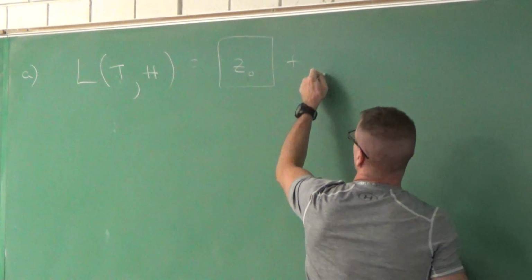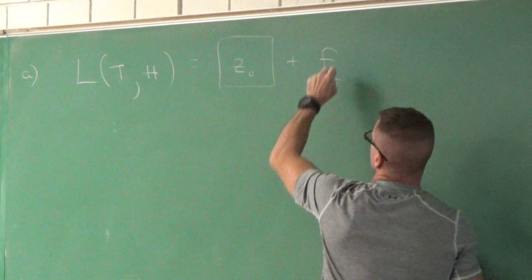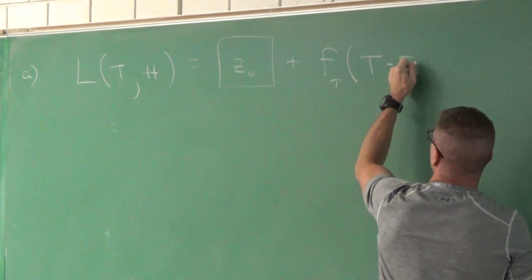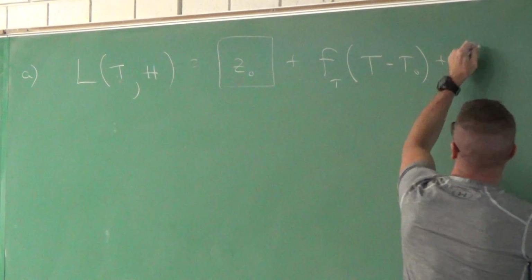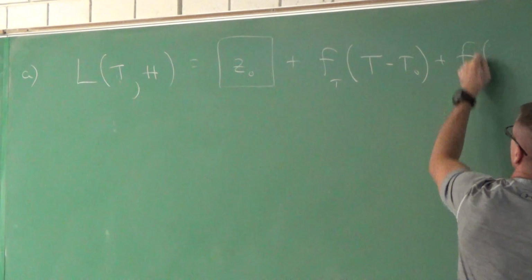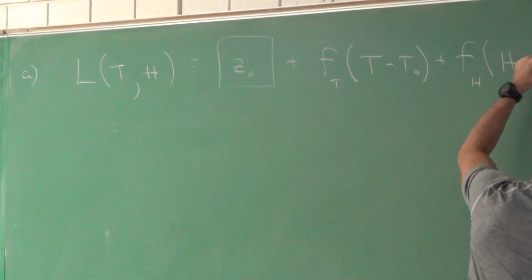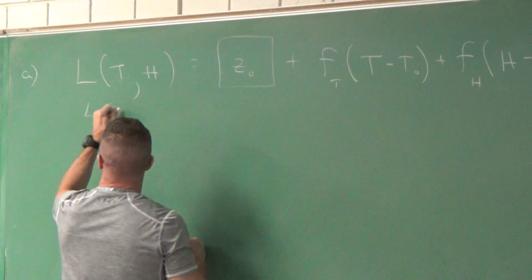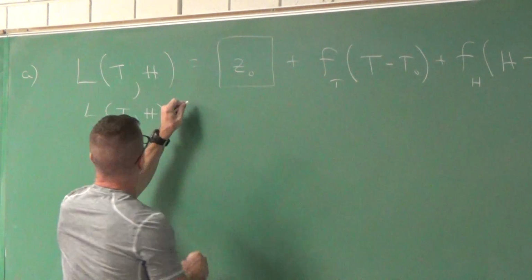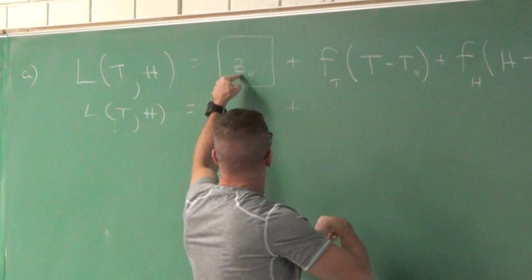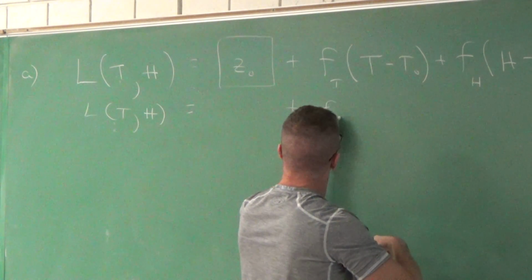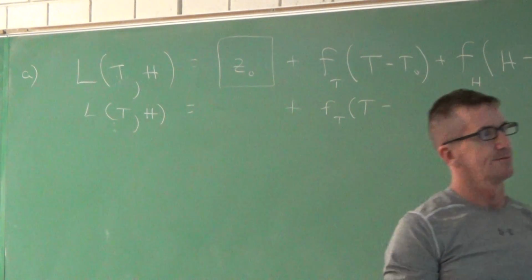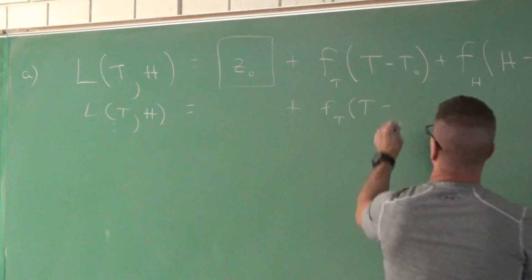Plus f_x. Okay, I'll say f_t, times t minus t naught. Plus f_h times h minus h naught. All right, let me write this again. I'm just looking at numbers we know, and you have to help me out. Here's my linear approximation. I know this though. What was the number we used? 94 and 70. Okay, minus 94.